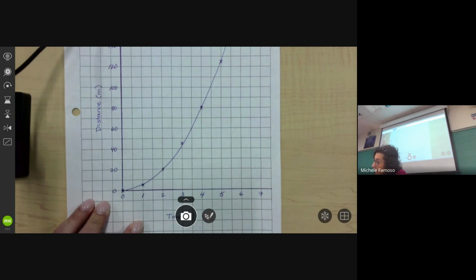Does it have to hit every point? No. It's best fit. So you want to try to hit as many points as possible. But honestly, if you hit every point here, it's not going to be smooth. You're going to have little bumps in the curve, which is not what we want.